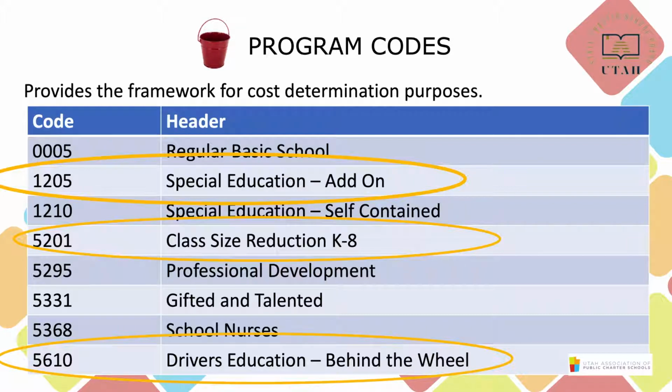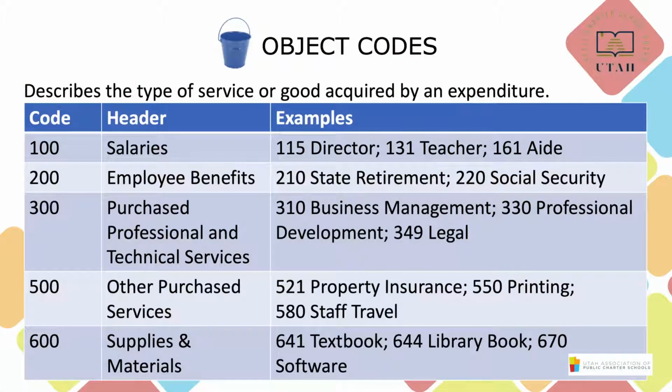The next part of the accounting piece is by object. Like we said, you must be thinking of programs and funds when budgeting, but most budgets are written by object code. Object codes describe the type of service or good acquired by an expenditure, or what is being purchased by category. This is the piece with which you will be most familiar. So let's look at a couple of examples, but there are actually 8 different categories.